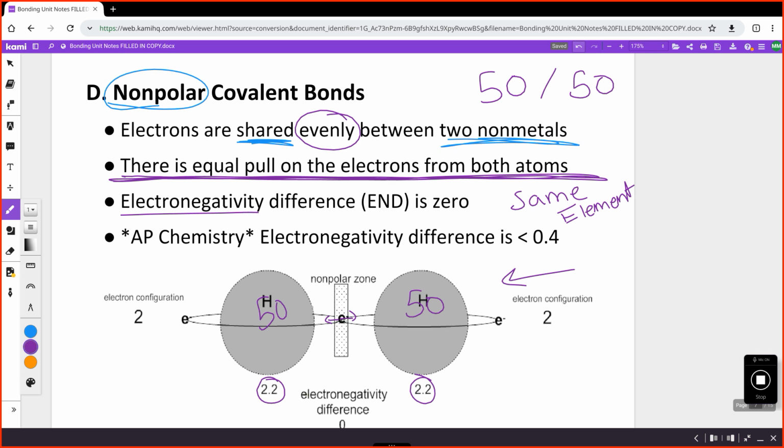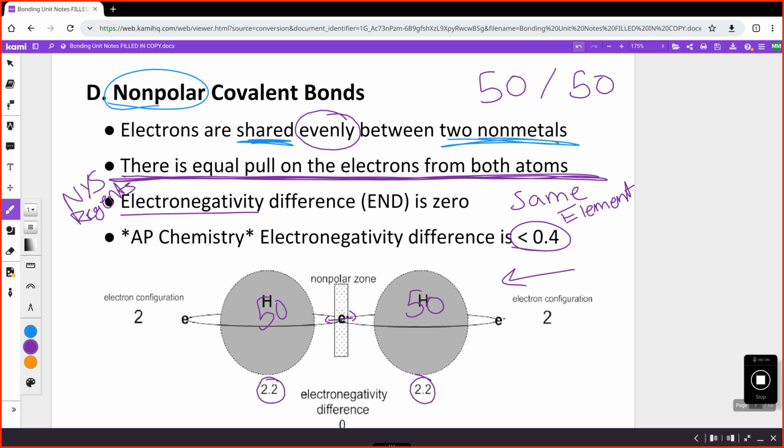Now at higher levels of chemistry, at college or AP Chem, the difference kind of moves its way to being anything that's less than 0.4 is classified as an even sharing and a nonpolar bond, right? But as far as New York State Regents is concerned, the way they ask questions is this will only show up as an electronegativity difference of 0.